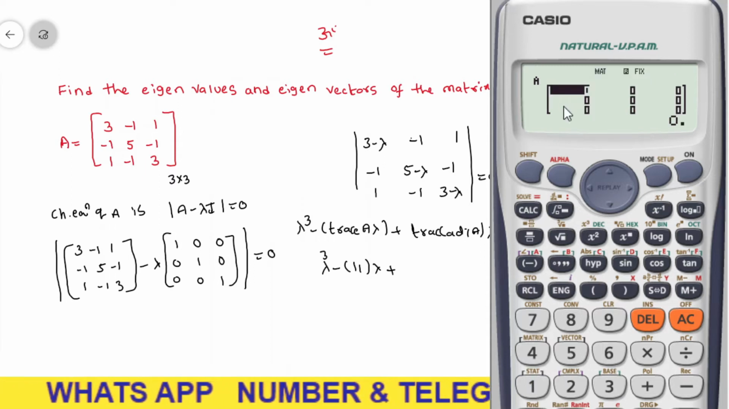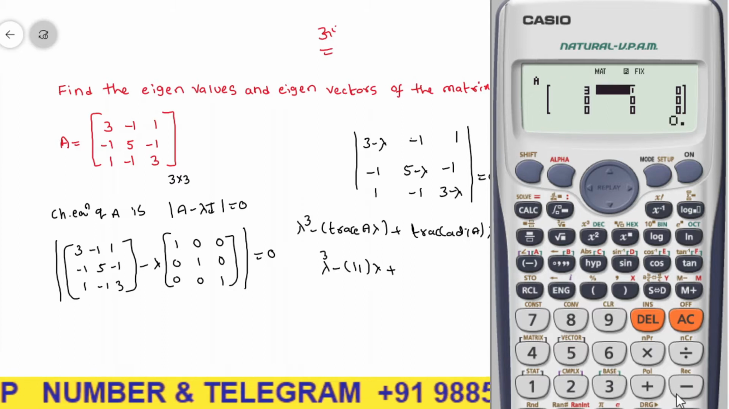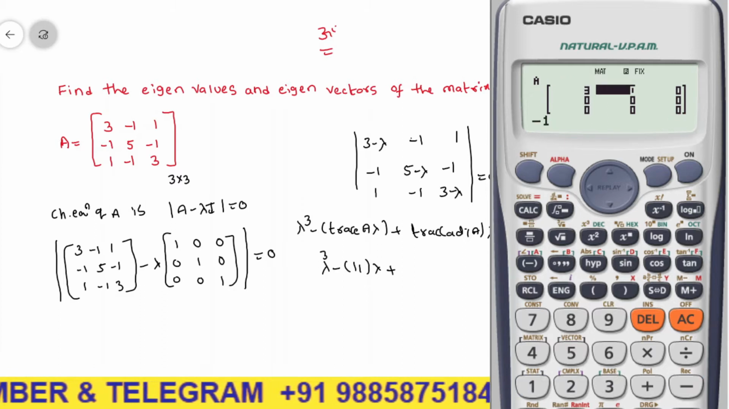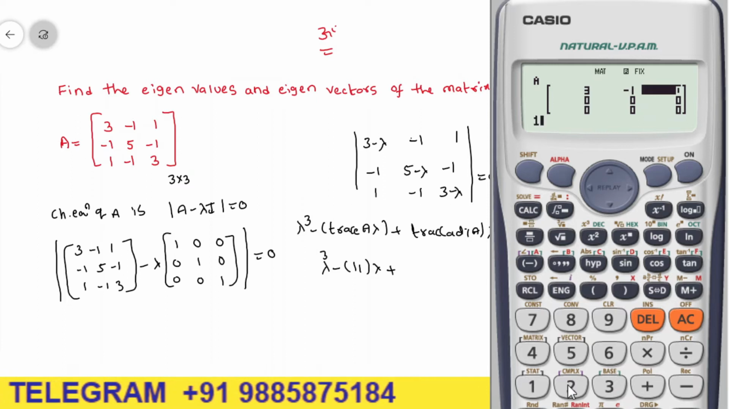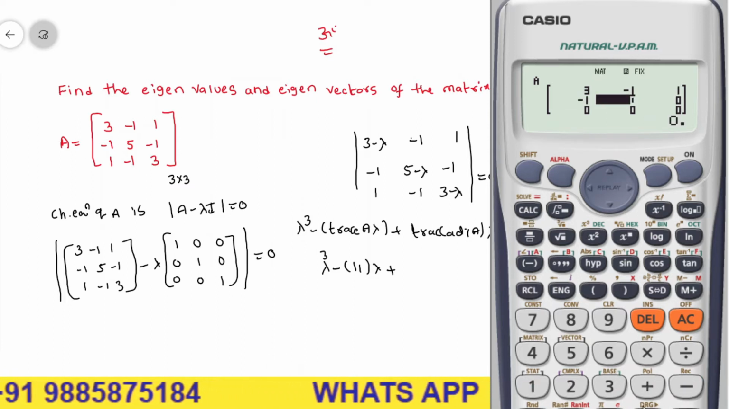Okay, now we have to enter all the values. Here we have the matrix elements, 3, is equal to, -1. Just press the is equal to button. Okay, now enter the next element and press the is equal to button. It will upload automatically. Now -1.